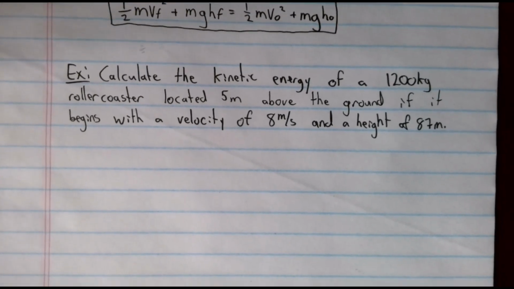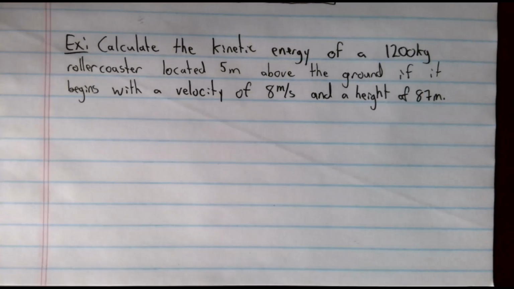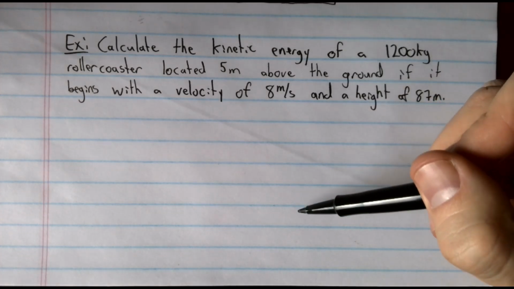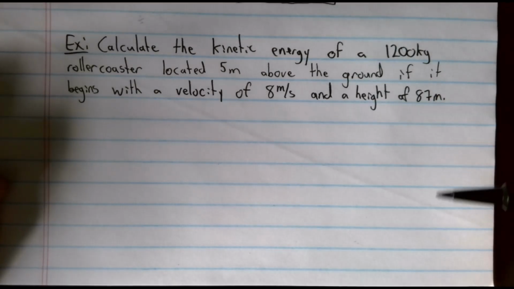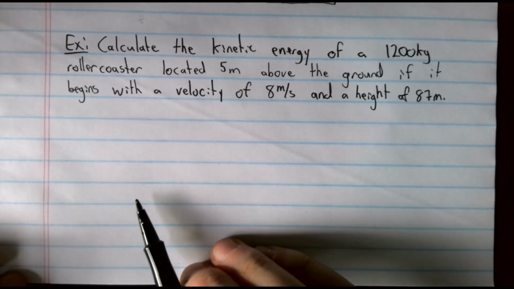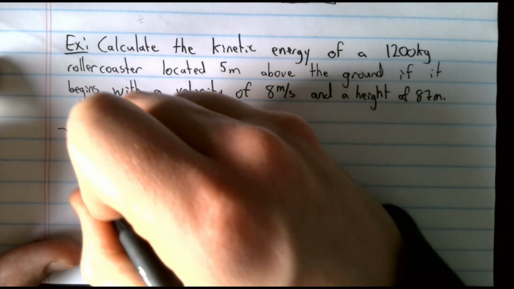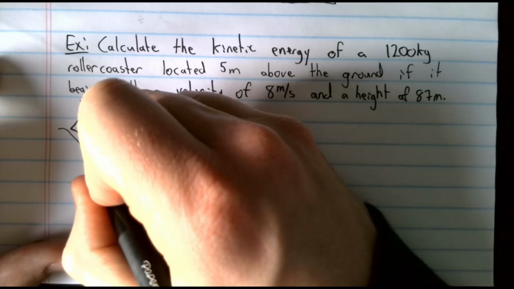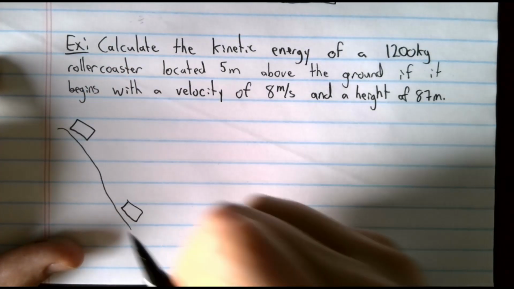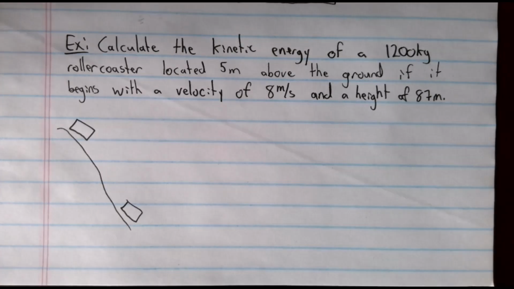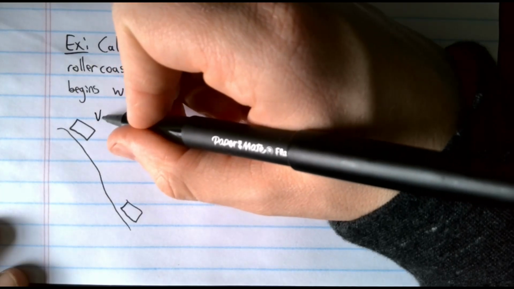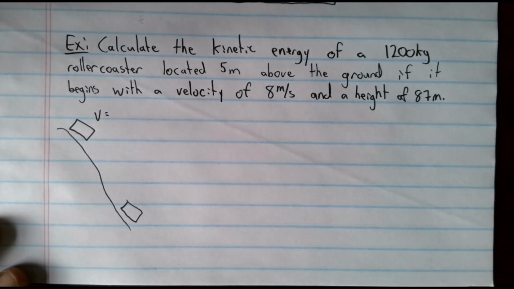You could draw this if you wish. I'm trying to save space. I want to solve the whole thing on this page. Okay, so the roller coaster starts up here, goes down here. Try to visualize it. Maybe you can draw. I could do a quick drawing here. It doesn't have to be fancy. So here's the information that we have. The roller coaster starts up high, ends down low. The velocity at this location is 8 meters per second.